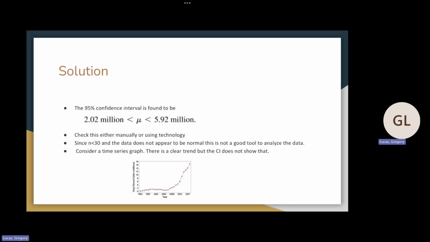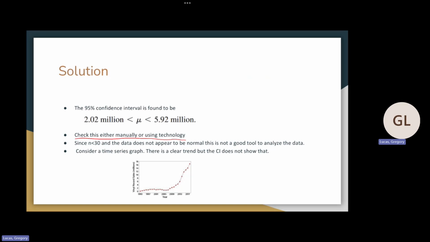So, a little mini assignment. I want you to check this. You can do it 2 different ways. If you want to do it by hand, like I did on the last example, you can do it that way. Or you can try using SPSS. Find the confidence interval using that technology. Or if you want to try another piece of technology, you're welcome to, but we will see something similar using SPSS. Here, since n is less than 30 and the data set does not appear to be normal, it's not going to be a good tool.